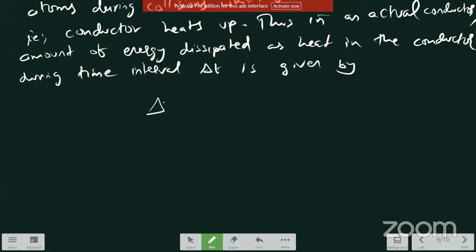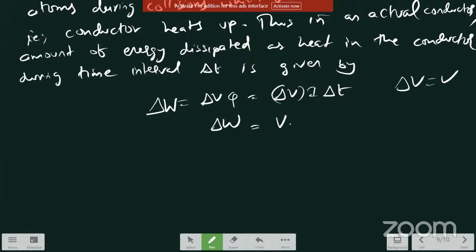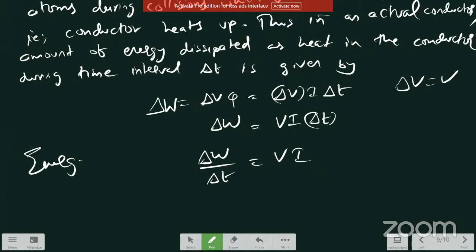How much is the lost energy? Lost energy is delta V into Q, which can also be written as delta V into I delta t. So this is the energy that is lost. Delta V can be written as the potential difference, let us say V, so V I into delta t. And if I write energy lost per unit time, this is V I.